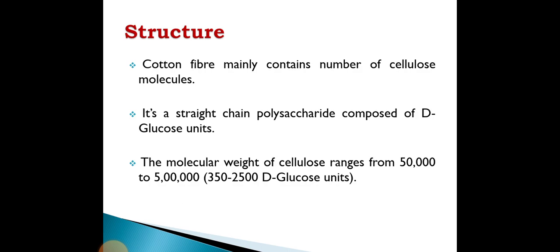Next, structure of cotton fibers. Cotton fiber mainly contains a number of cellulose molecules in its structure. Cellulose is a straight chain polysaccharide composed of D-glucose units. These units are joined by beta glycosidic linkages between C1 of one glucose unit and C4 of the next glucose unit. The molecular weight of cellulose ranges from 50,000 to 5 lakhs.